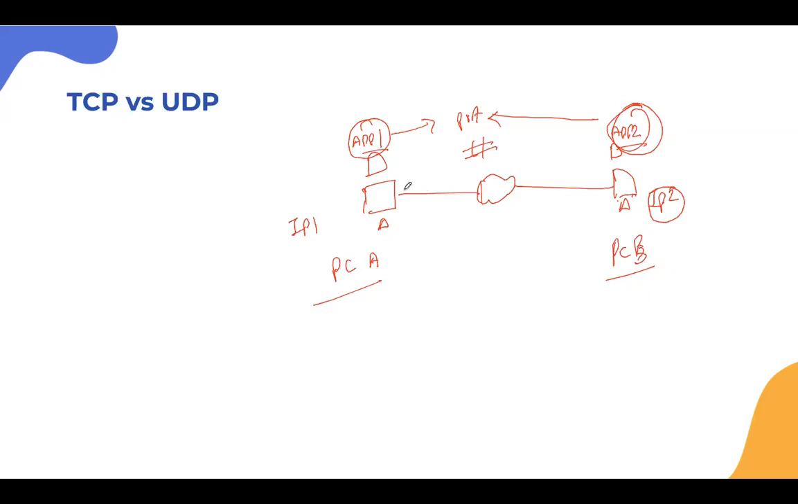So communication will go from this point to this point, building to building, but then here it will go to a specific application that will be identified by a port number, which will be unique for that application.